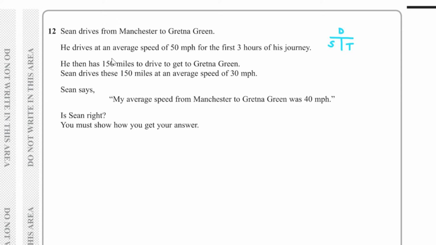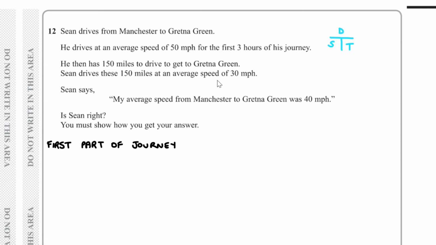So for the first part of the journey, we've been given a speed, we've been given a time, so we can find out the distance he travels. And then for the second part of the journey, we can find out the time it takes to travel the 150 miles, because we've been given an average speed and we've been given a distance as well, 150 miles. And with this we can find the total distance, the total time, and then from that we can find the average speed.